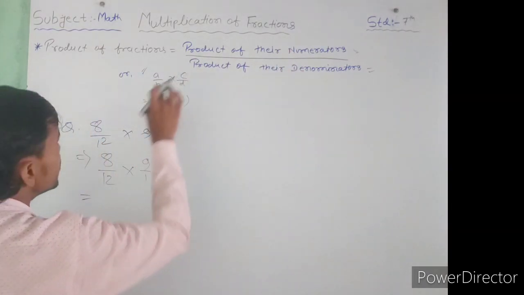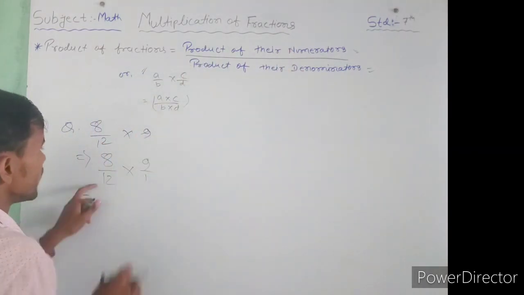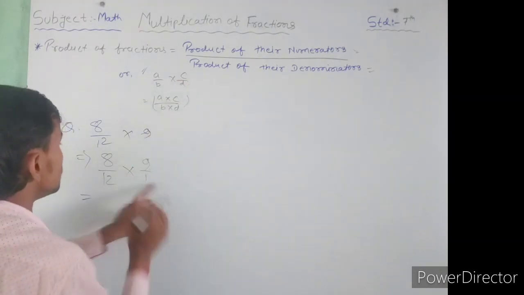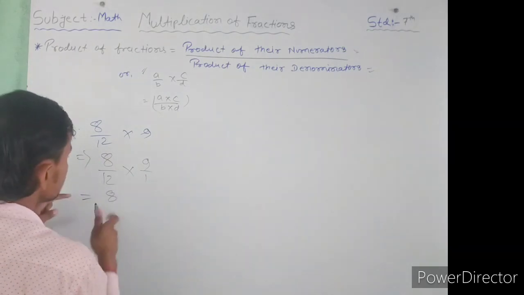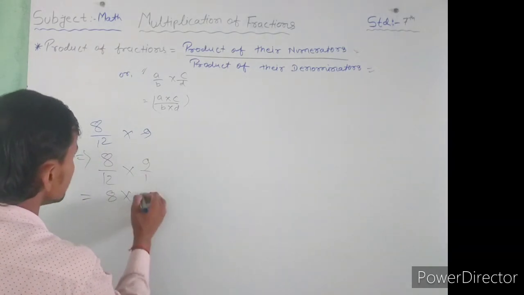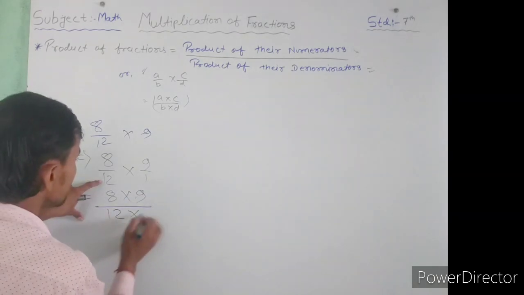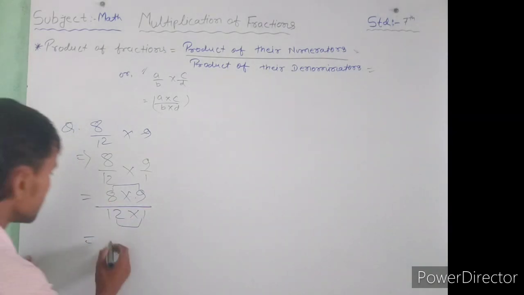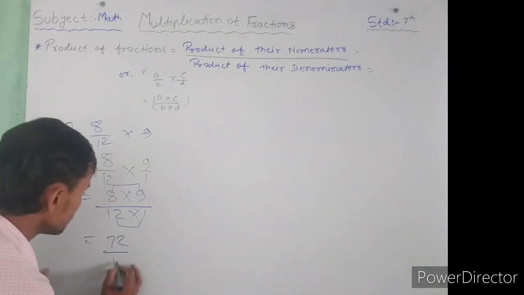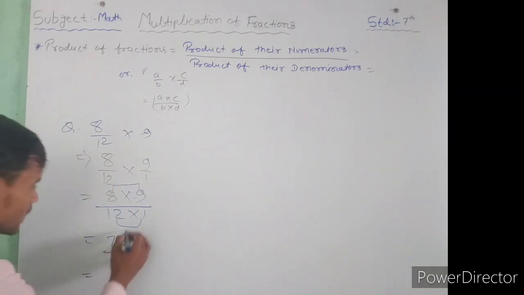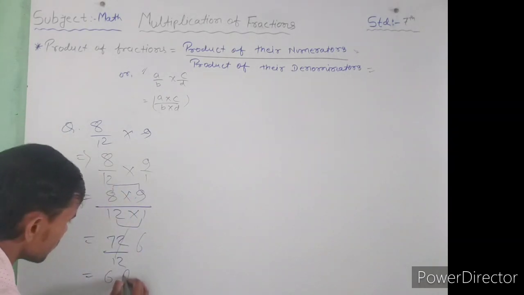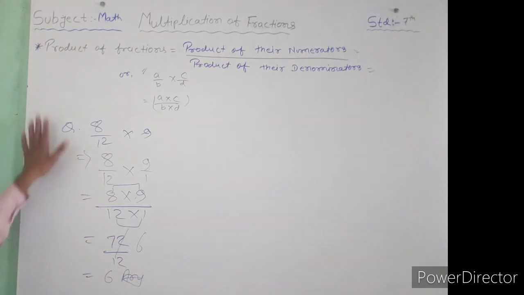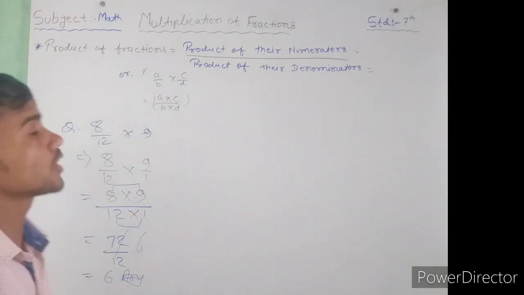Another example: a by b into c by d is the form, and your rule is a into c over b into d. Here a is 8 and c is 9, and the denominators are 12 multiplied by 1. So what is your answer? 8 nines are 72 and 12 ones are 12. You cut it, then you get 6. Is that clear? 6 is your answer. That is the example of how to find the product.